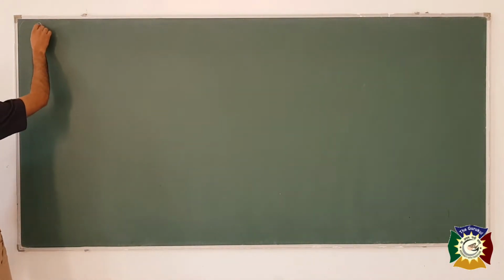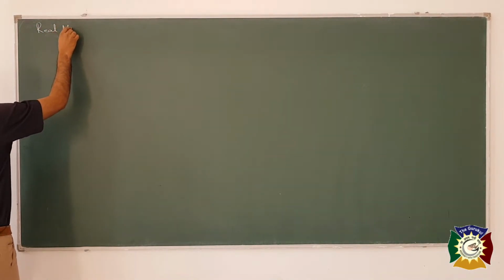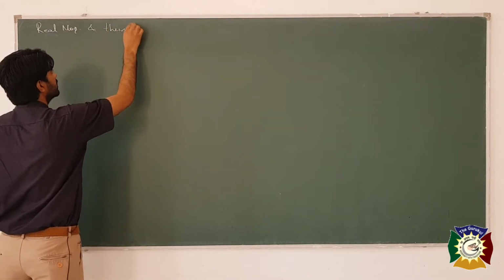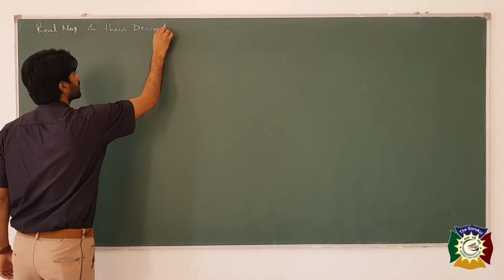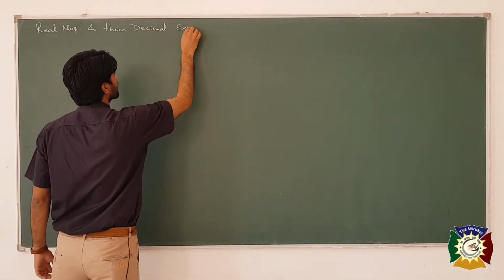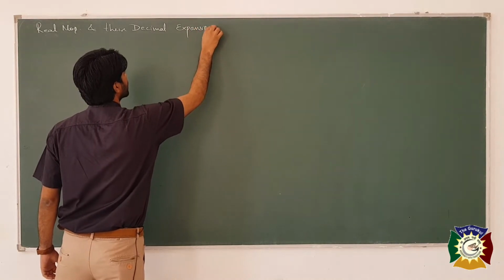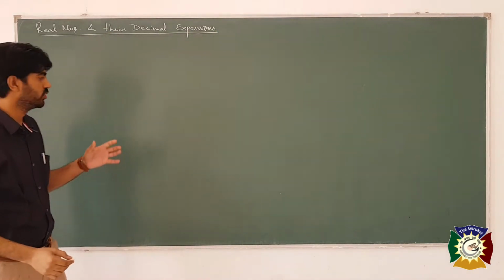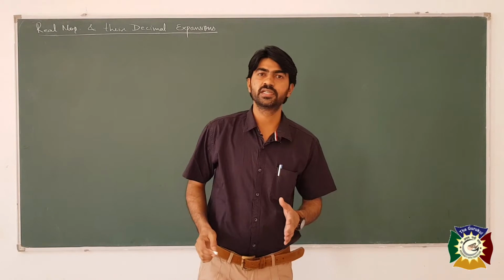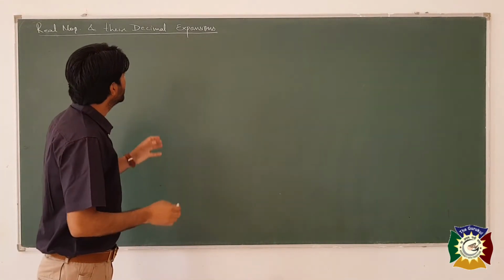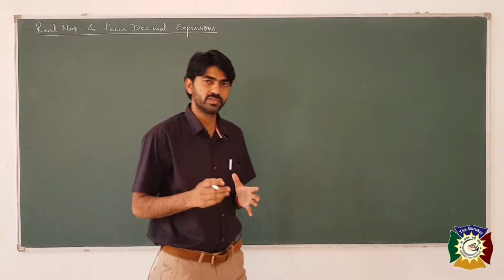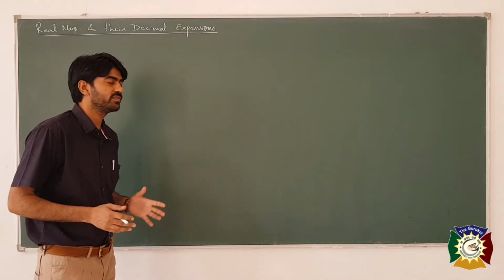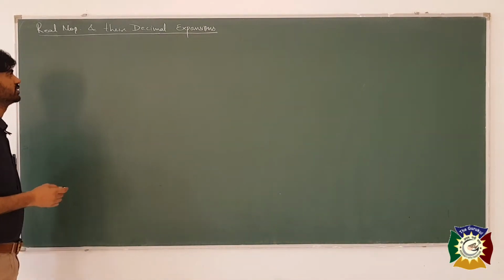Real numbers and their decimal expansions. So we have discussed what are the real numbers. Real numbers include both rational numbers as well as irrational numbers. So when we convert the real numbers in decimals, what type of decimals do we get, that we will learn in this video.